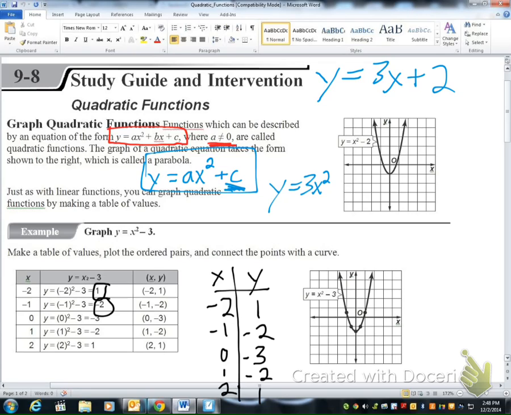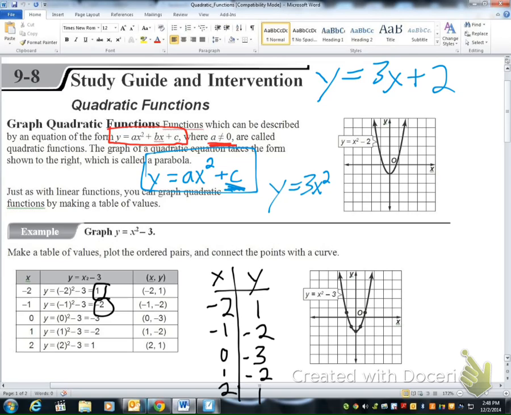All right, now from here, what? Don't you always just draw a straight line between points? No, because it's not a linear equation. All right. Okay. Now.